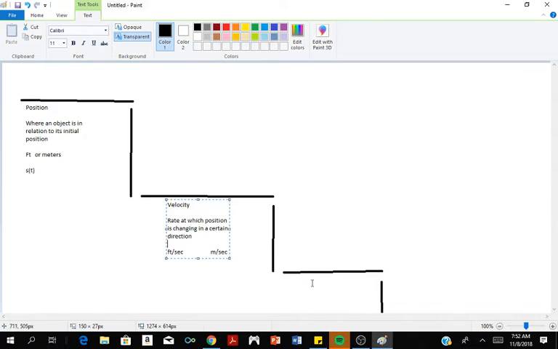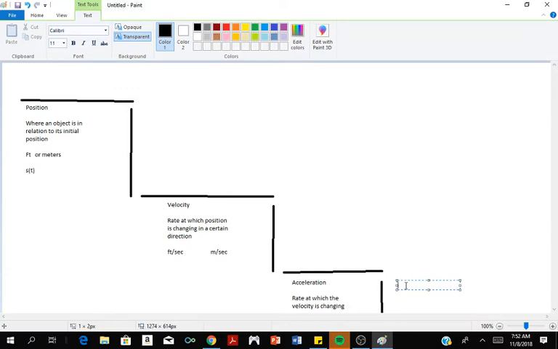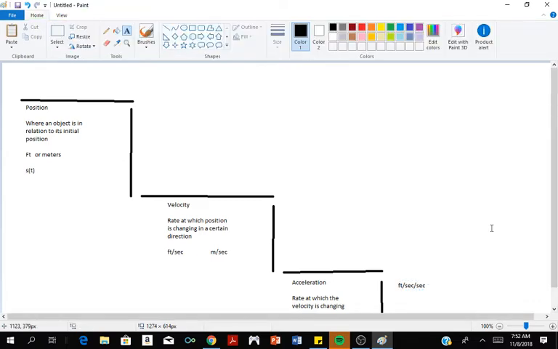And the last step is acceleration. Acceleration is the rate at which the velocity is changing. And you can put it under it, but I've run out of room. So that is given as feet per second, or I can't write it on here because I don't have the notation. Well, I'll write it on the side actually with my pen. It's more commonly stated as feet per second squared.